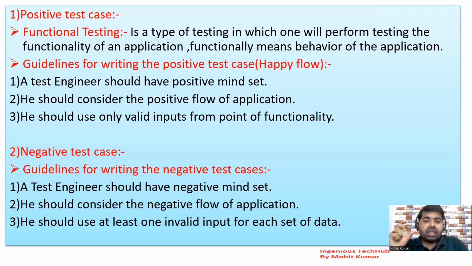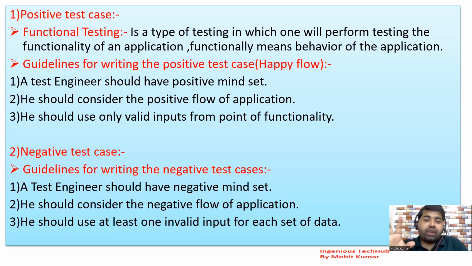So a functional test case is a type of testing in which one will perform the testing with the functionality of the application, and functionality means the behavior of the application. Guidelines for writing the positive test case, which we can also call the happy flow: a test engineer should have a positive mindset. He should consider the positive flow of the application. He should use only valid input from the point of the functionality.